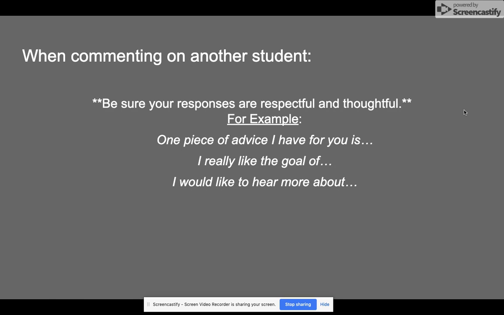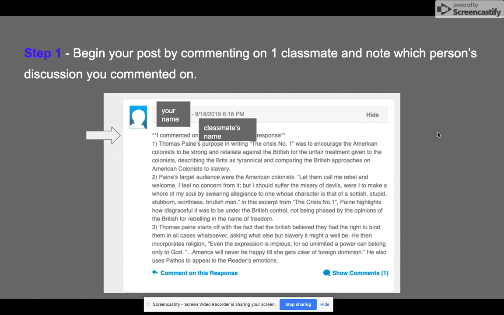The first thing that you do is you go into the discussion post and you find another student's post to comment on. Here are some examples of sentence starters that you can use in order to comment on another student's post. When you begin your post, so after you've commented on a student's post, you're going to begin a new post and make sure to have the first line in your post reference the classmate's name who you commented on. I commented on so-and-so's response. So that way the teacher can know that you satisfied that first requirement.